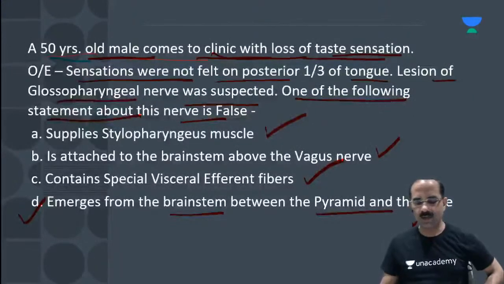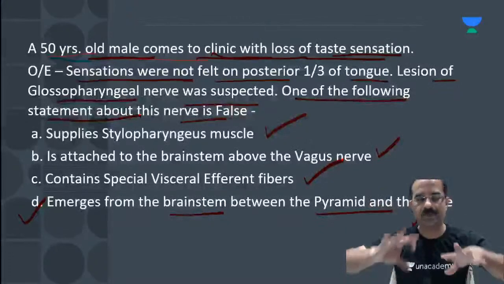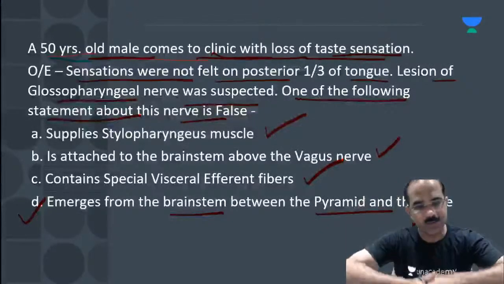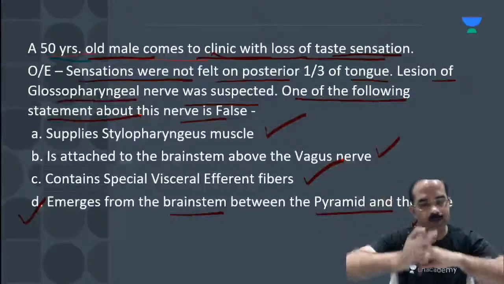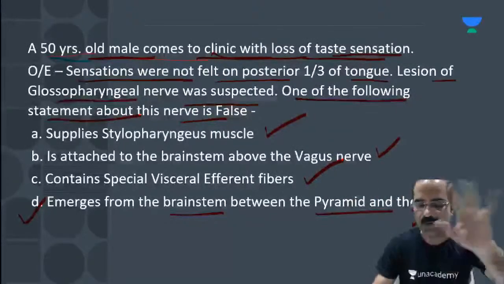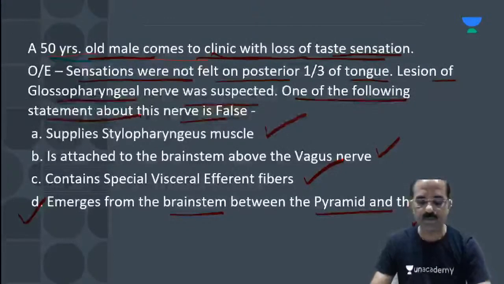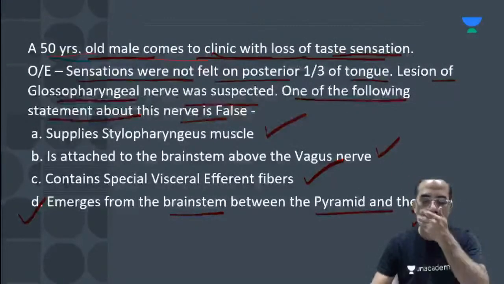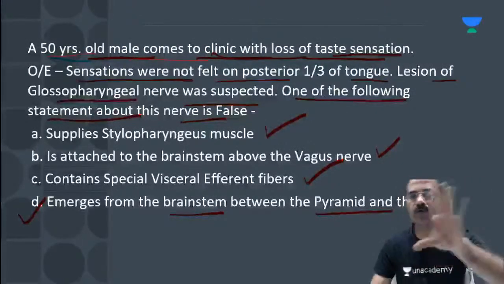Students, any doubts? Is it clear? Be perfect with all these nerves. Be perfect with the functional component. This you should know. Be perfect with the nucleus of the cranial nerve. Which nucleus supplies what? That you have to know. Okay, very good.